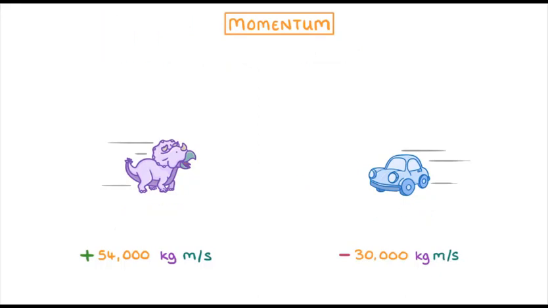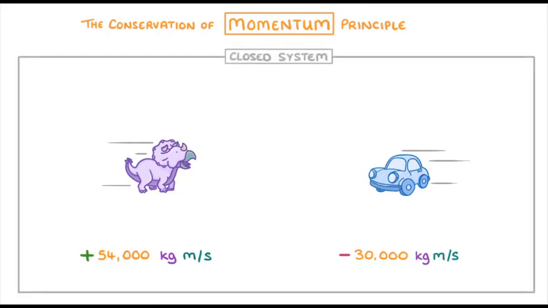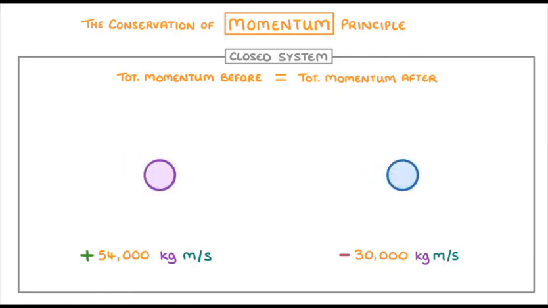The next thing to know is the conservation of momentum principle, which is the idea that in a closed system, the total momentum before an event, like a collision, is exactly the same as the total momentum after the event. To see how this works, let's imagine our dinosaur and our car as two particles, which are travelling towards each other and are going to collide, after which they'll both continue moving together at the same speed. How would we find their velocity after the collision?